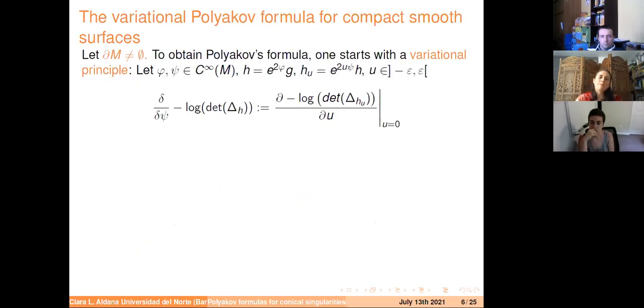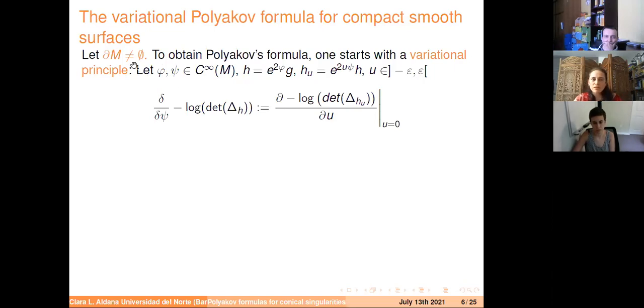So for the variational Polyakov formula for compact smooth surfaces, well, if you have a question, or need time to read something else, please tell me. I go too fast. So the variational Polyakov formula for compact smooth surfaces. So this is how we are going to obtain this formula. We first prove the variational Polyakov formula, and then one integrates this formula to obtain the Polyakov formula.